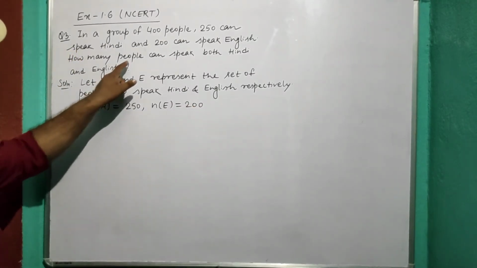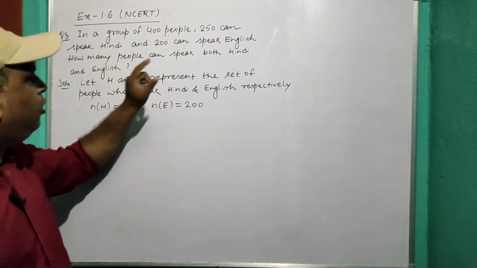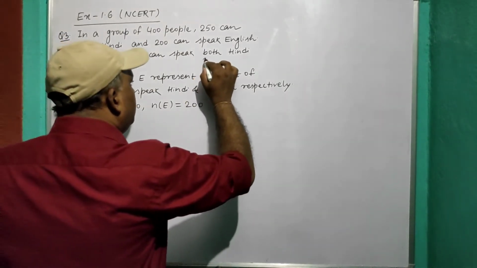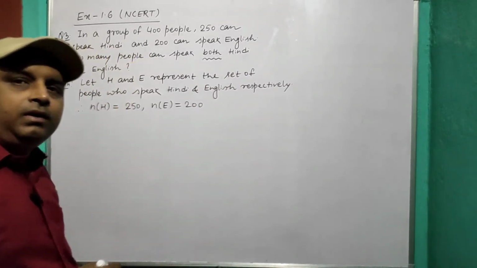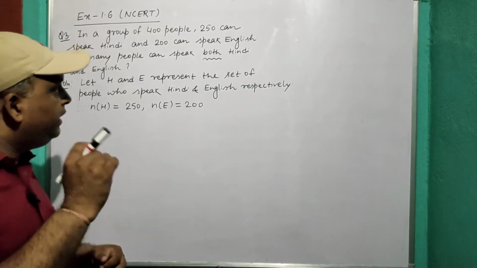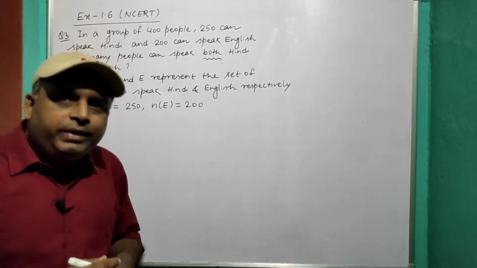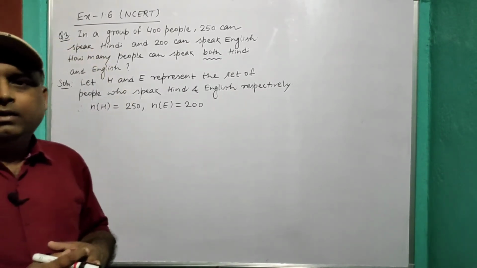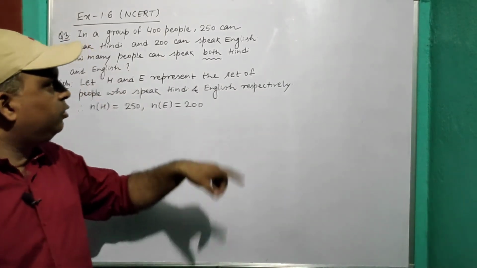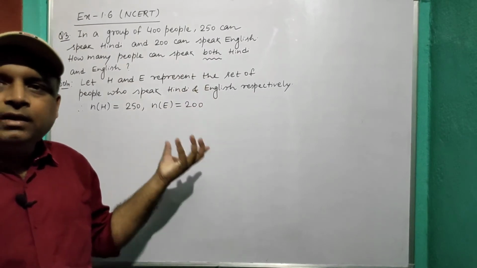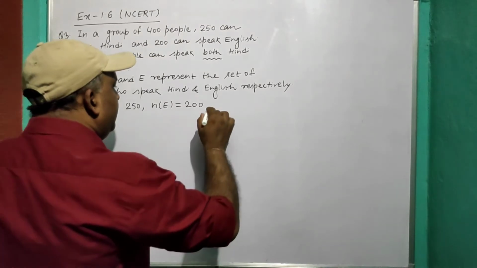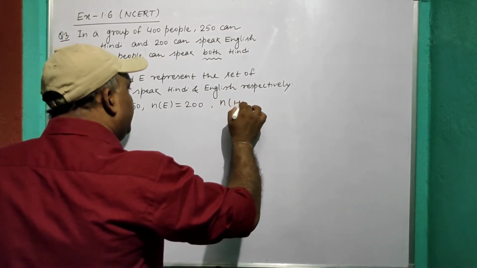And we have to find how many people can speak both Hindi and English. Now both का मतलब क्या हुआ? Both का मतलब is a set of people who are speaking Hindi as well as English. So you can see that this is the condition for and. जो intersection condition होता है, Hindi and English. Okay, so the word both indicates that there is and here. It means this is your intersection. So we have to find H intersection E.